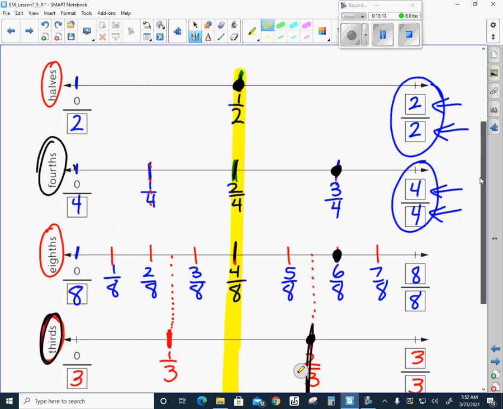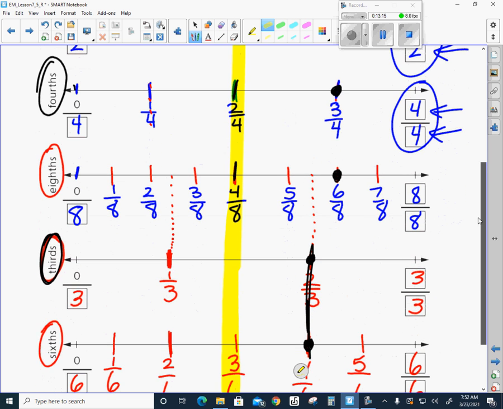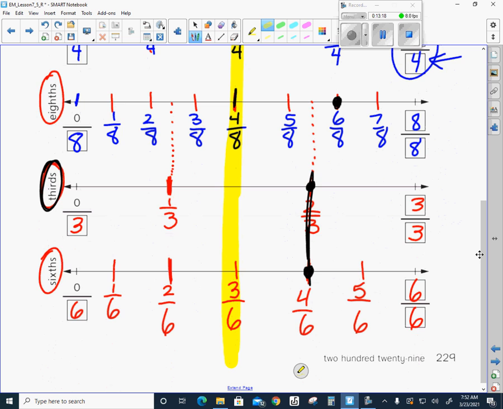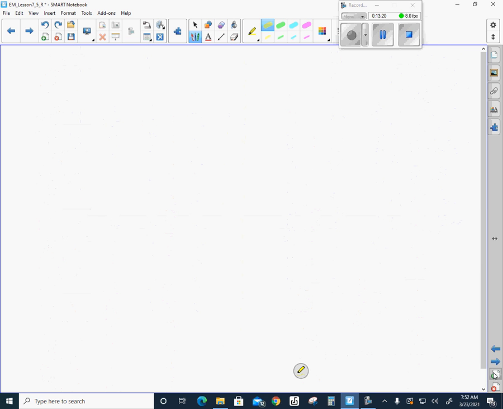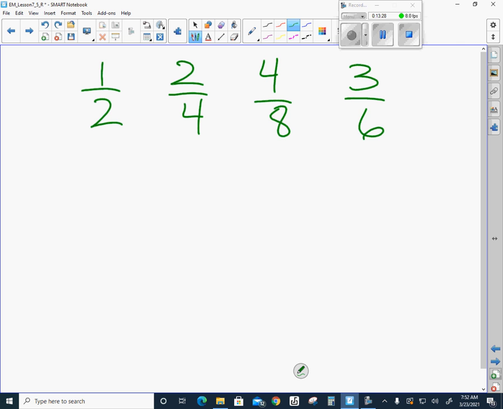We have 1/2, we have 2/4, we have 4/8, and we have 3/6. I'm going to write those down. We had 1/2, 2/4, 4/8, and 3/6. All of those fractions are equal.